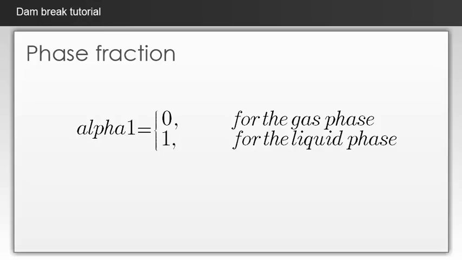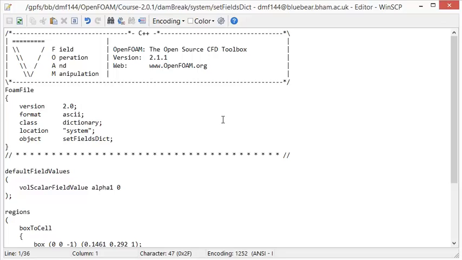The setFieldsDict specifies a non-uniform initial condition for the phase fraction alpha 1, where alpha 1 is 0 for the gas phase, and alpha 1 is 1 for the liquid phase. Initially, the tank is filled with air, so the default field values for alpha 1 is set to 0. The default field value sets the default value of the fields. This means that the field takes this value unless specified otherwise in the region subdirectory.